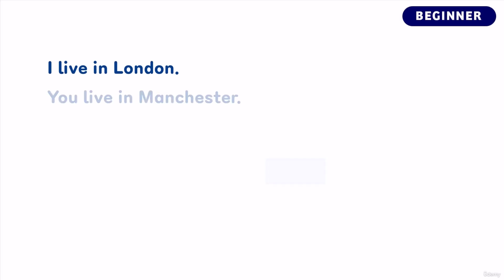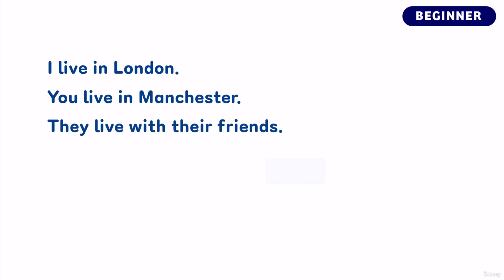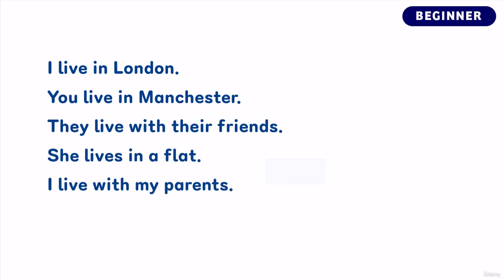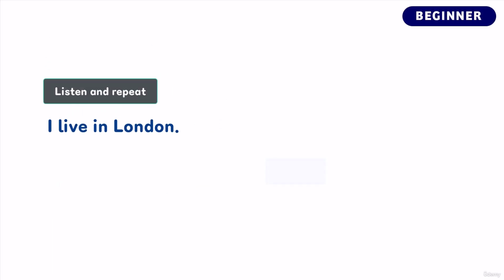Let's take a look at a few more example sentences. You live in Manchester. They live with their friends. She lives in a flat. I live with my parents. Sam lives in Winchester.